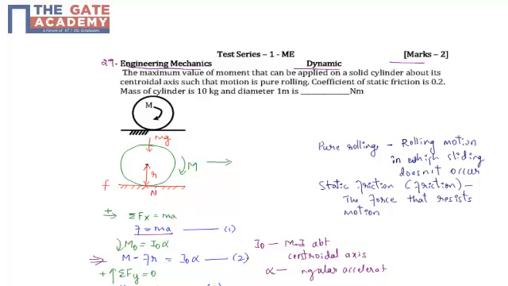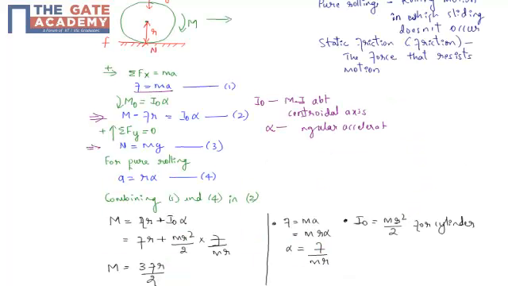Now, equating the vertical forces to 0, we have only the reaction N and the weight of the cylinder. So we get N is equal to mg. We will take this as equation 3. Now for pure rolling, the acceleration will be equal to r into alpha, where alpha is the angular acceleration. We will call this equation 4. Now combining equations 1 and 4 in equation 2, we will get M is equal to Fr plus I0 alpha.